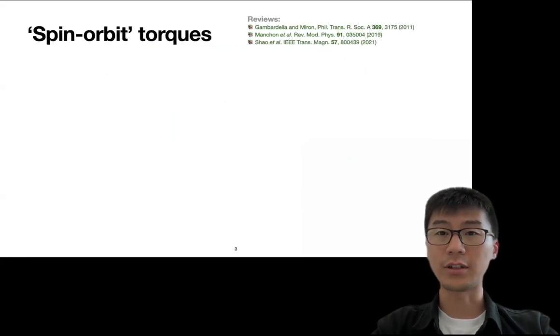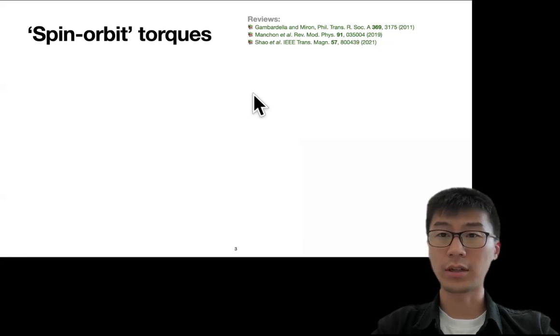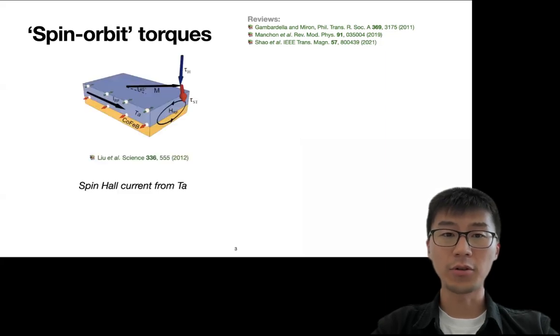But there's another important development that we have to know before we discuss orbital torque, and that is spin-orbit torque. This really revolutionized the field after its discovery around 2010. It proposed a way to efficiently generate spin current by using the spin-orbit coupling of a heavy metal like tantalum here, and for example, by using the spin Hall effect of tantalum in this experiment, the authors have demonstrated that magnetic order can even be switched.